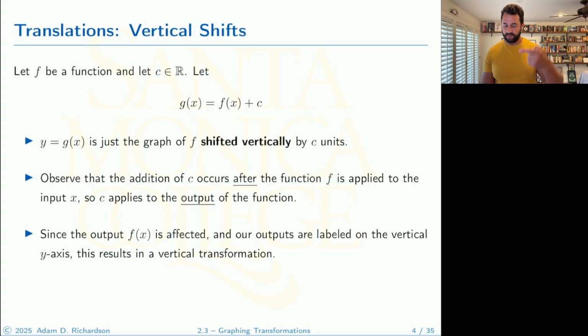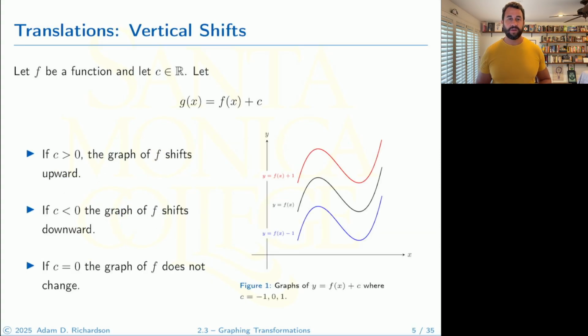It's going to move the graph up and down. And that's exactly what happens. So here, if the number you add is positive, that's going to shift the graph up. If the number you add is negative, that's going to shift the graph down. If the number you add is zero, no change. There's no shift occurring, right?